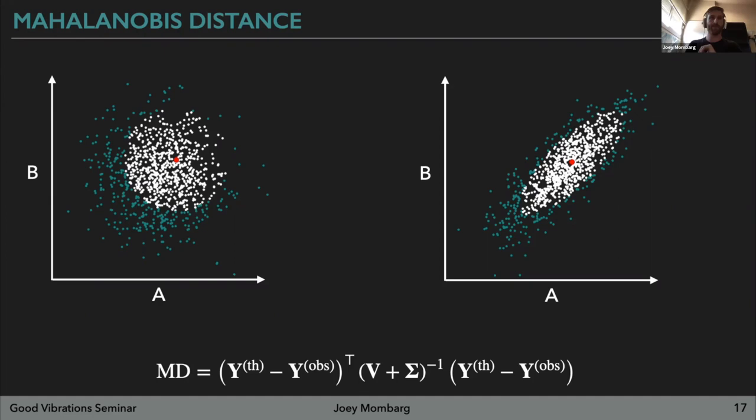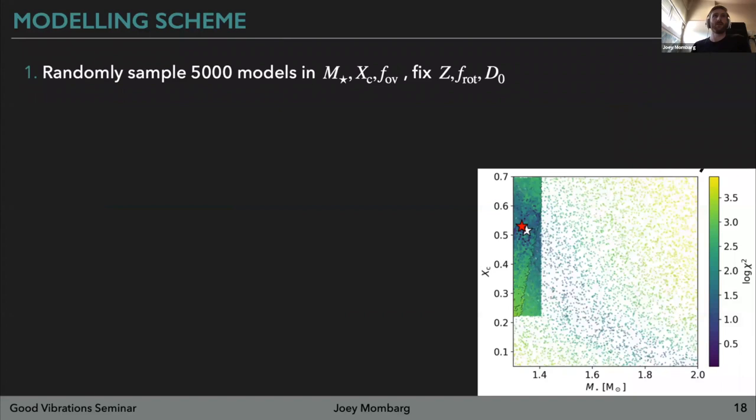All right, so now we're fully armed. Let's have a look at the modeling scheme. So I'm showing here, the white star is the benchmark model, and then the red star is the model that we eventually recover. So what we do is we randomly sample 5,000 models in mass, XC, and overshoot, where we fix the metallicity and the rotation period according to the measured values. And we fix the mixing right now at a constant value of 1 cm² per second.